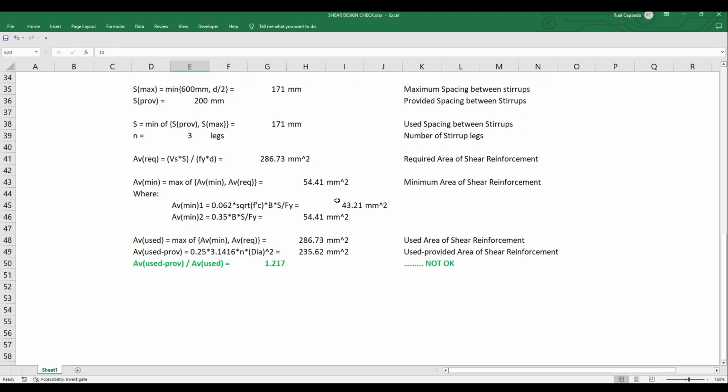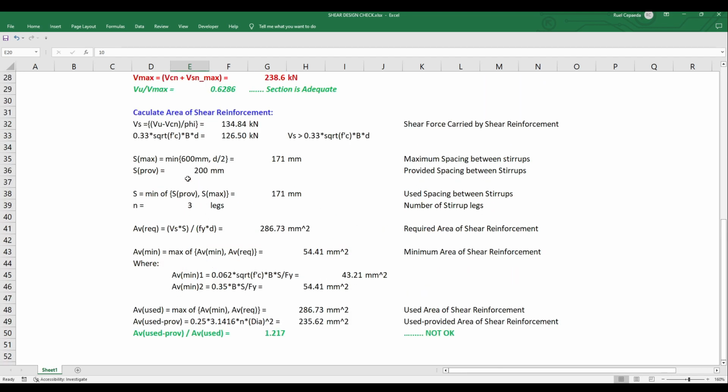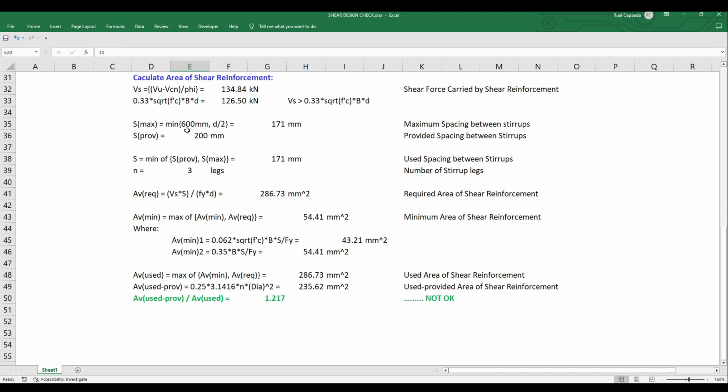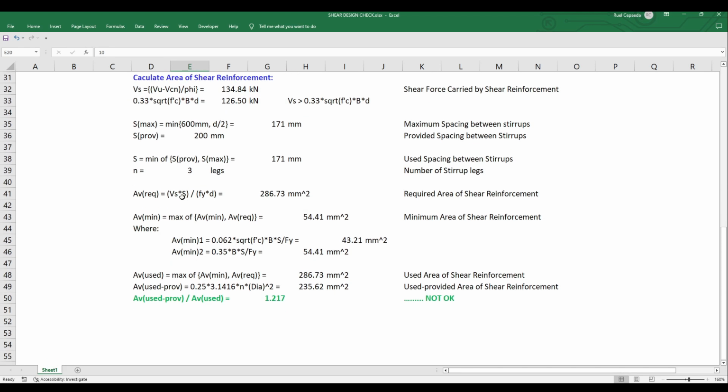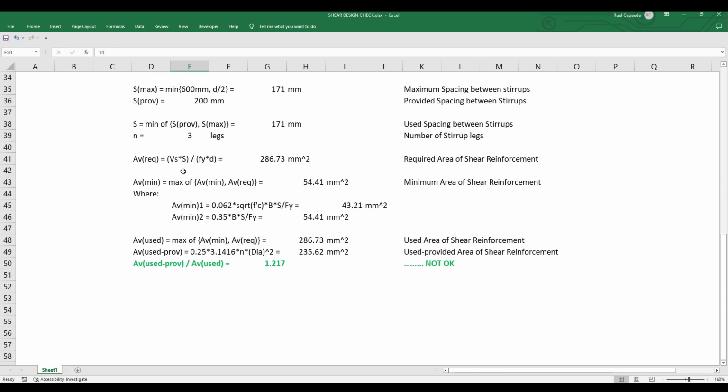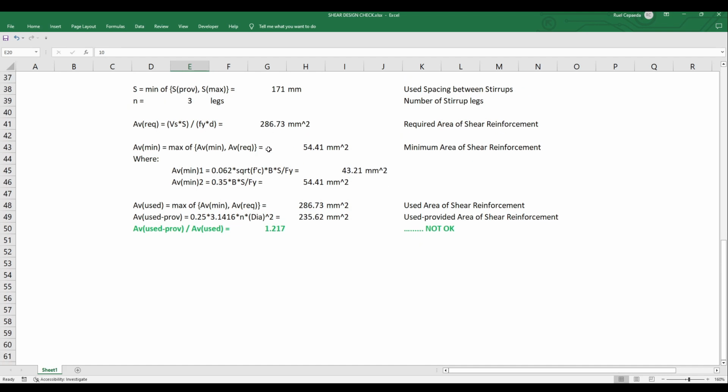the required area of the shear reinforcement, which is Vs times S over Fy times d. The Vs is the shear force carried by the shear reinforcement. You use the capacity of the shear reinforcement times the spacing that we have used over the Fy times the effective width. We have here 286.73 mm squared.